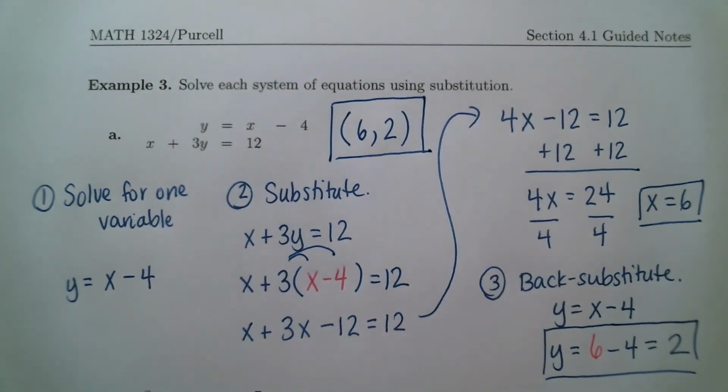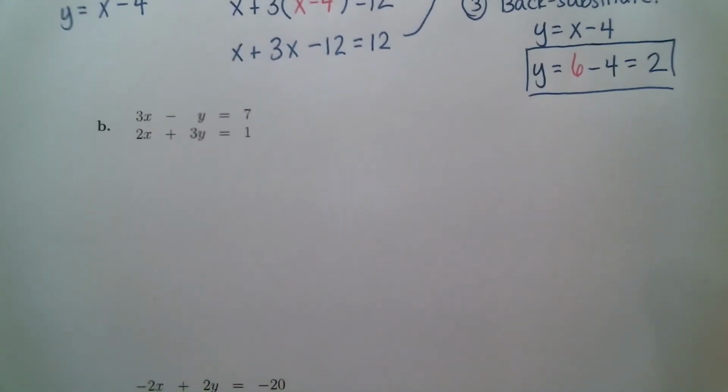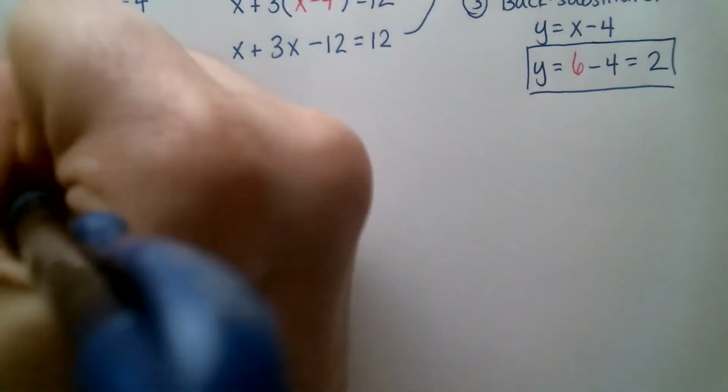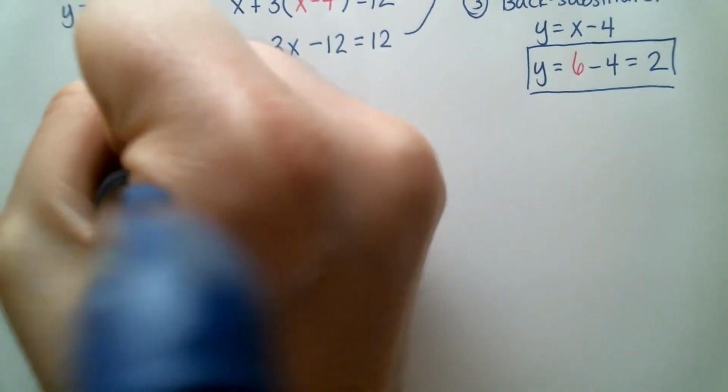All right, let's try another one. In example B, here's our system. We have 3x minus y is equal to 7, and then we have 2x plus 3y is equal to 1. Neither of these equations is already solved for one of the variables. So what you need to do in step 1 is pick one of the equations and solve for one of the variables.